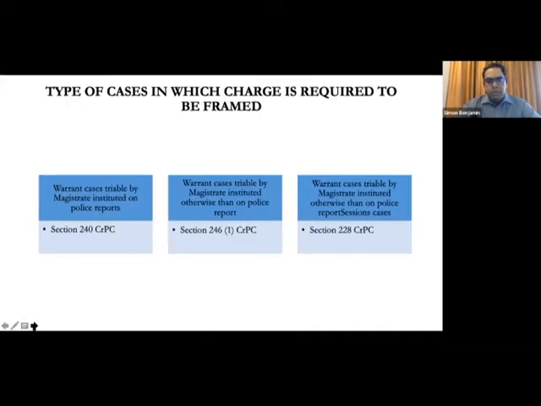So now we look at the types of cases. We've already dealt with this aspect, but just to understand where these police reports are filed, we have a separate category of trial prescribed for warrants cases which are instituted on FIRs, and the process for the charge is under section 240, where you have complaint cases which are warrants triable. The process is 246.